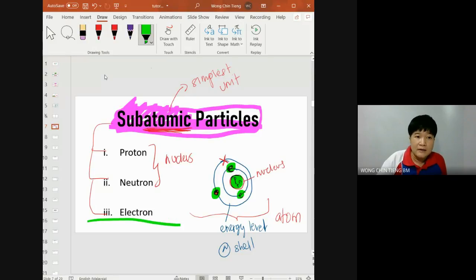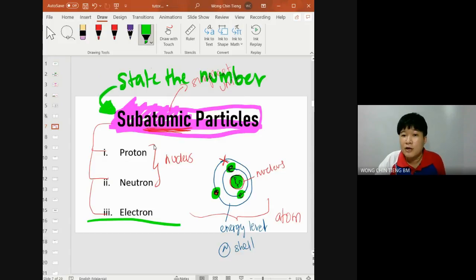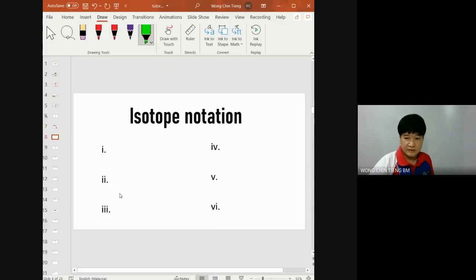Contoh soalan. Soalan boleh kata state the number of subatomic particles. Itu soalan dia. Dan apa yang soalan nak sebenarnya? Soalan nak proton number, number of neutron, number of electron. Okay? So make sure you know what is actually subatomic particles. Problems? Simple. Easy. Next. Going into your isotope notation. That we will come across your proton number, your number of neutron, and also your number of electron a lot.